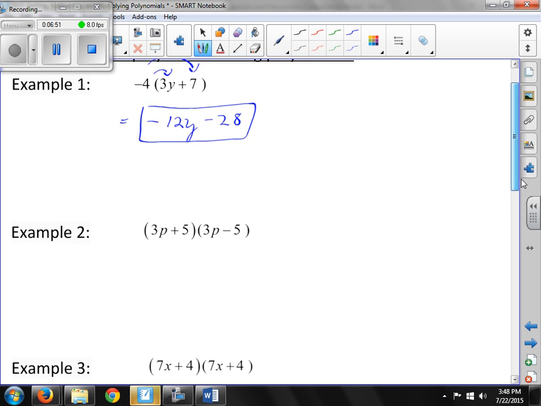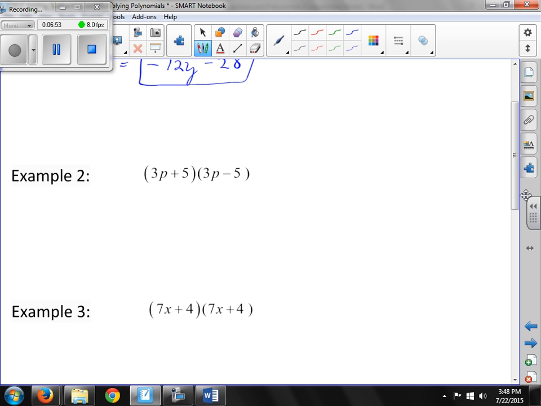Example 2, we have two binomials to multiply together, and when we multiply two binomials together, we use a property that's called FOIL. It's just like distributing twice. The first, the outer or the outside terms, the inner terms, and the last terms.